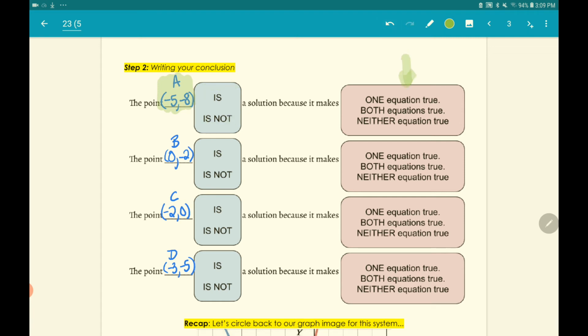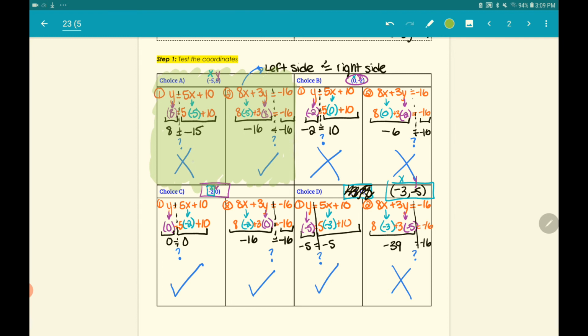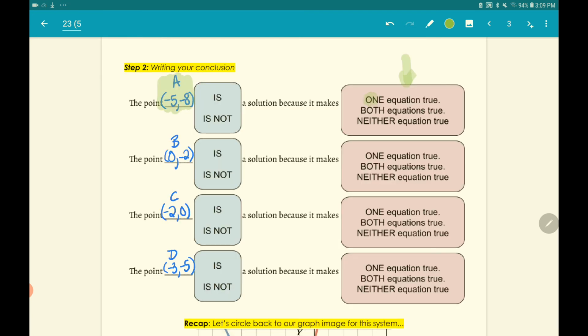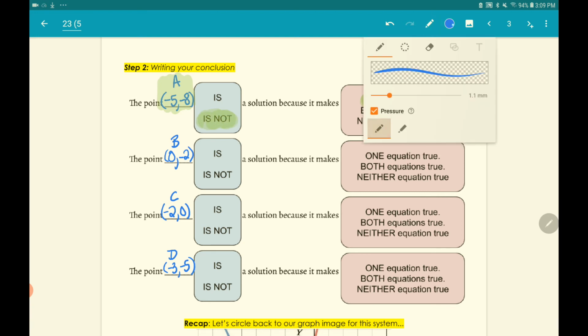Okay, were both equations true, neither true, or was just one equation true? Let's look back at that green. So I see that this was an X and this was a check. So that means only one equation was true. So if one equation is true, is that a solution to the system? It is not.